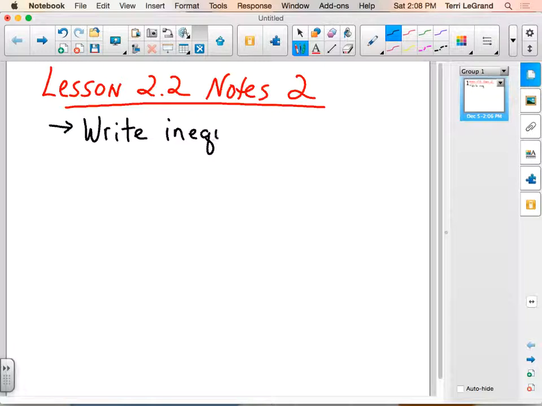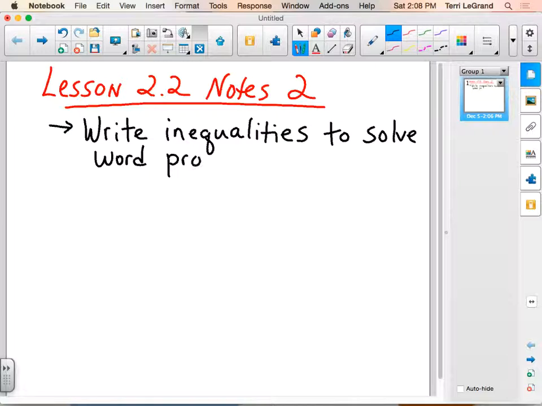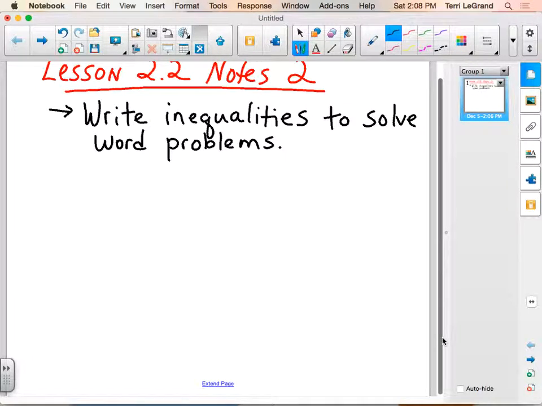inequalities to solve word problems. So write inequalities to solve word problems. Not always can a situation in real life be represented with just an equation. We need to represent it with an inequality.